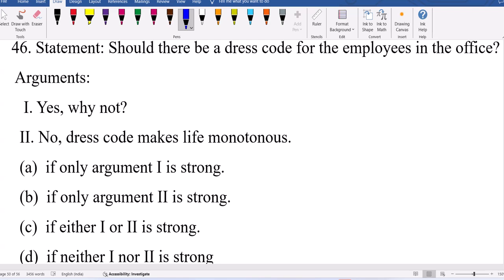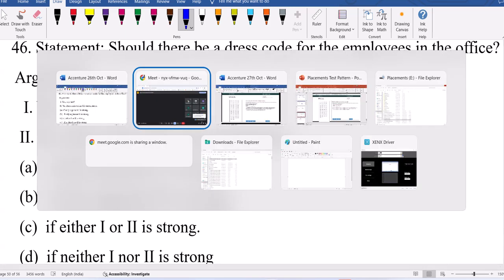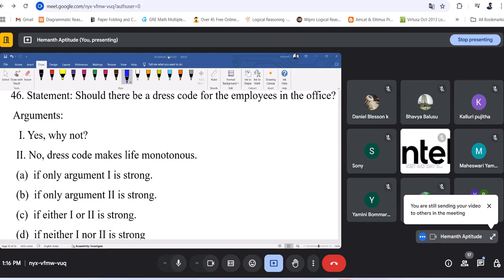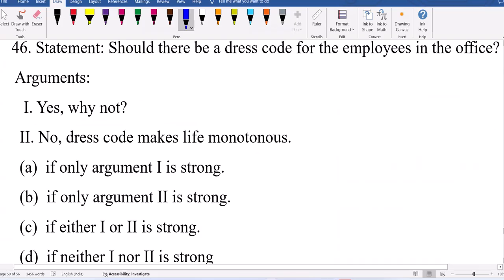Let us see about this question. They clearly mentioned, should there be a dress code for the employees in the office? Statements and arguments. So here, an argument can be okay, true can be okay. You can say yes or no, no problem, but a valid reason is required.